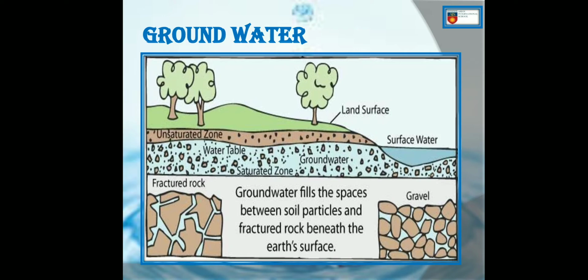In the diagram given in the slide, you can see the land surface, the water surface, the unsaturated zone, and below that we have a water table where we actually find the groundwater. Groundwater fills the space between the soil particles and fractured rock beneath the earth's surface. That is why we have to dig a well or pond to get that water.